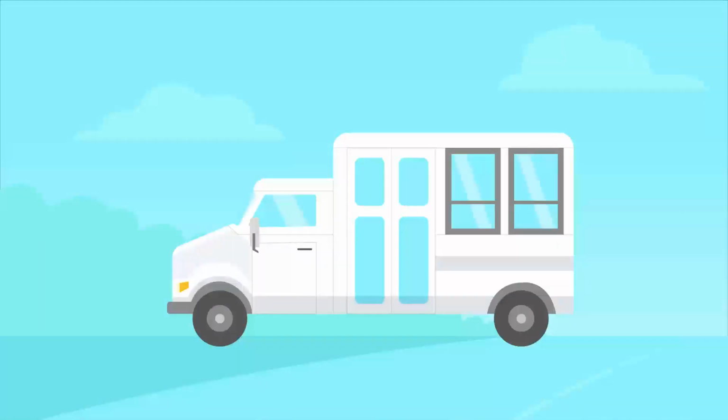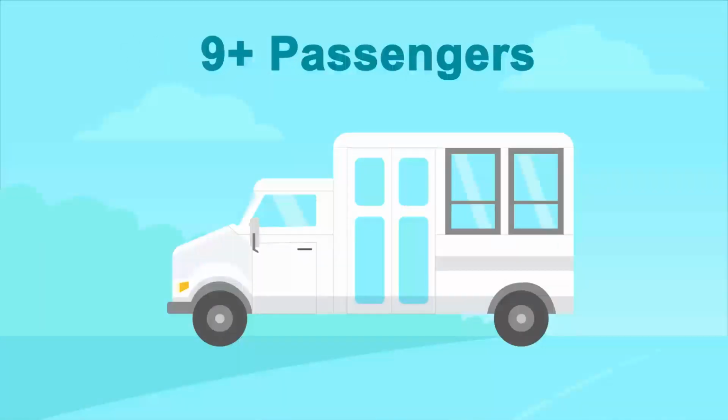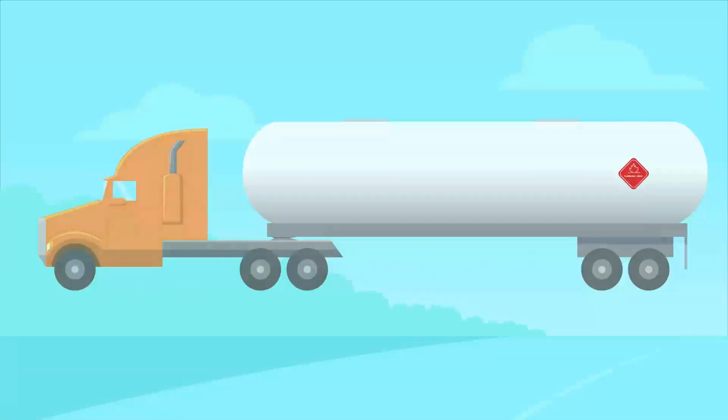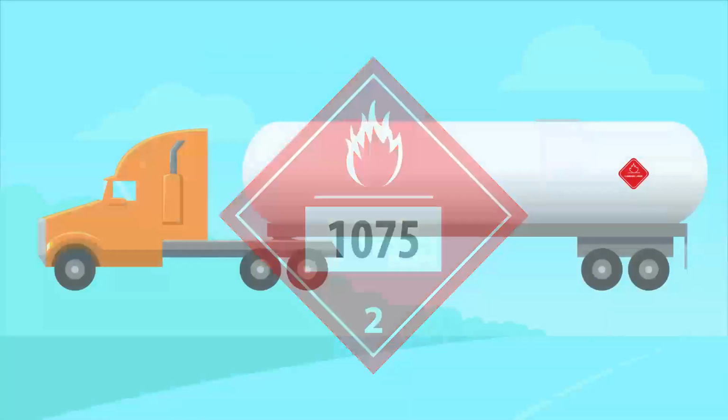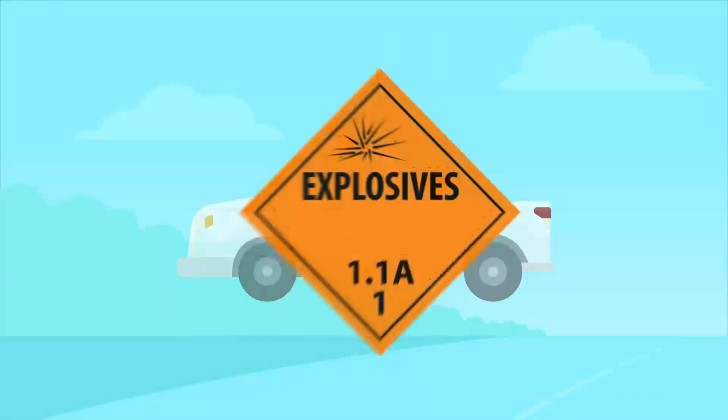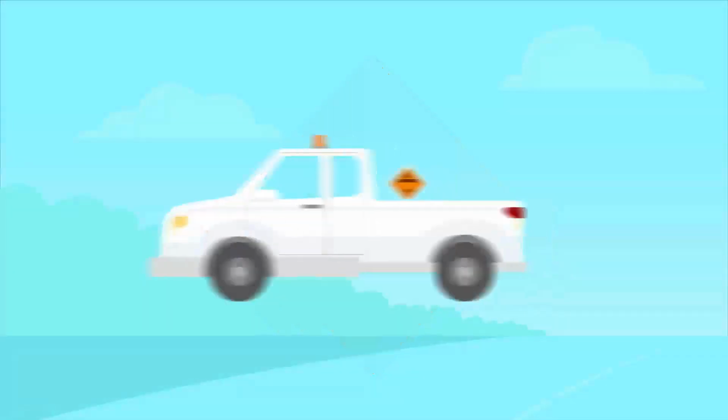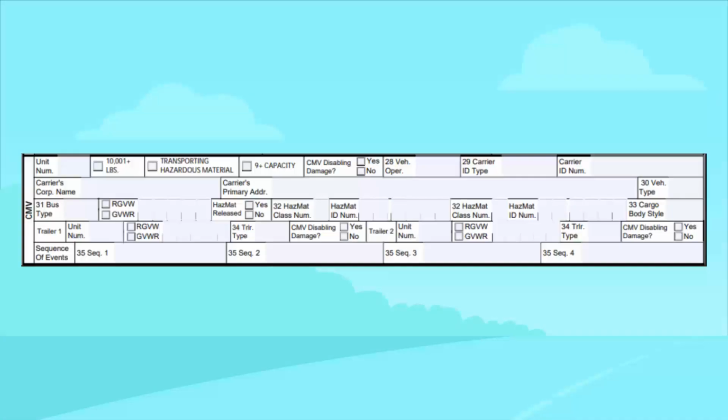Any vehicle with a passenger seating capacity of 9 or more, including the driver, and used for the transportation of persons. Any motor vehicle hauling hazardous materials that is required to be placarded under the Hazardous Materials Transportation Act. The CMV section in the CR-3 is designed to collect information regarding the involvement of commercial motor vehicles in traffic crashes and must be completed for each commercial motor vehicle involved in the crash.